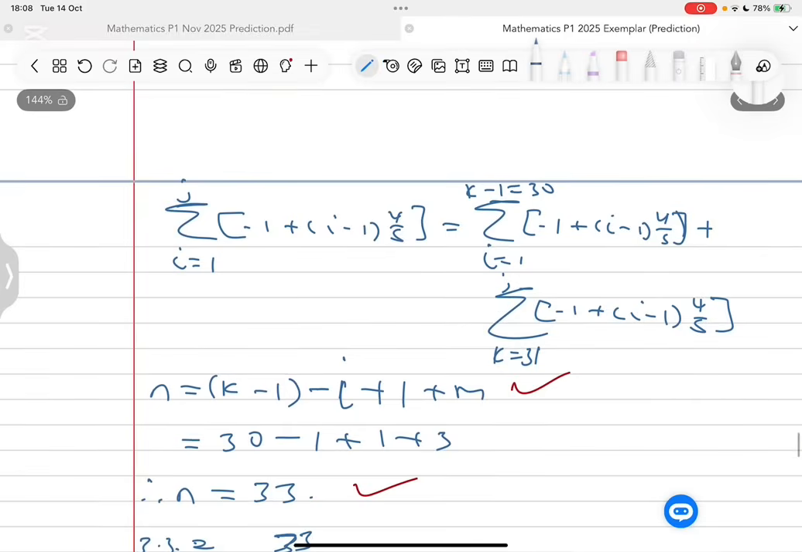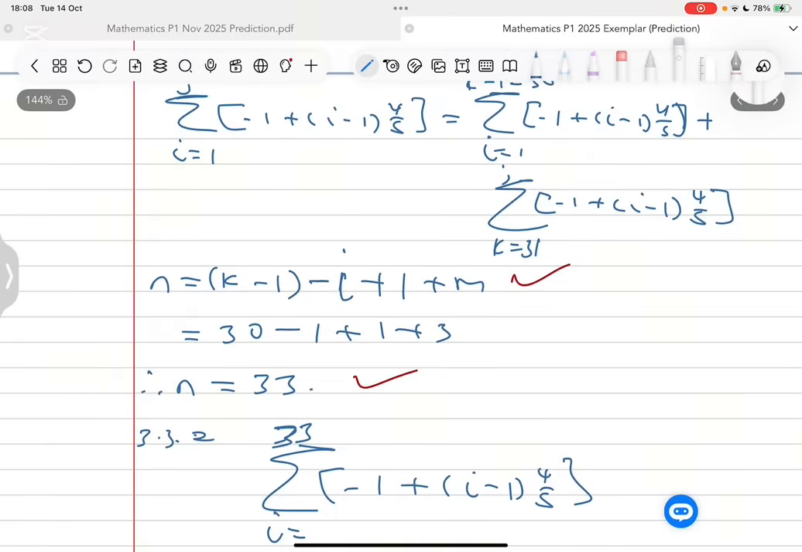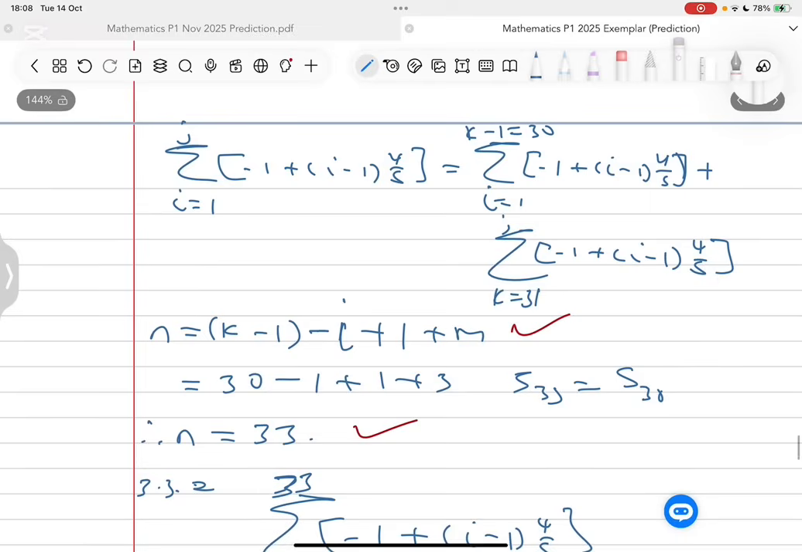Alternatively, what you can do is find the sum from 1 to 30 and add that to the sum from 31 to 33. The nice thing is that if you do that, just to break this down, S33 is equal to S30, because we're moving from 1 to 30 here, plus the sum of the last 3 terms. So I'm going to say S3 here, because it's the sum of the last 3 terms.